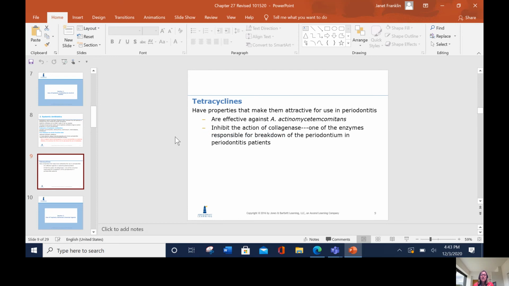Tetracyclines. Tetracyclines are antibiotics, but they also have a different property that makes them effective against periodontitis. They can inhibit the action of collagenase. Collagenase is an enzyme that destroys or breaks down collagen in the periodontium. And so they can inhibit the collagenase enzyme.